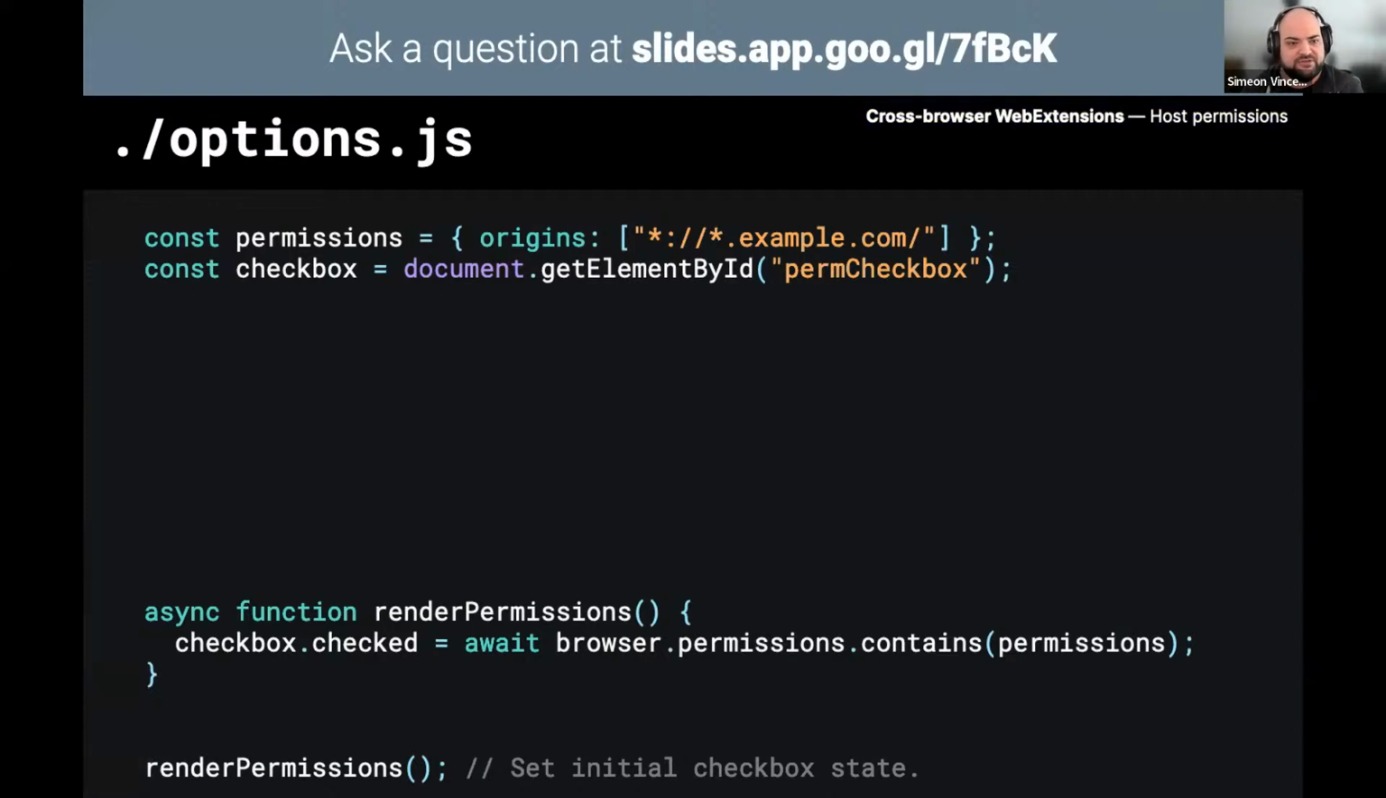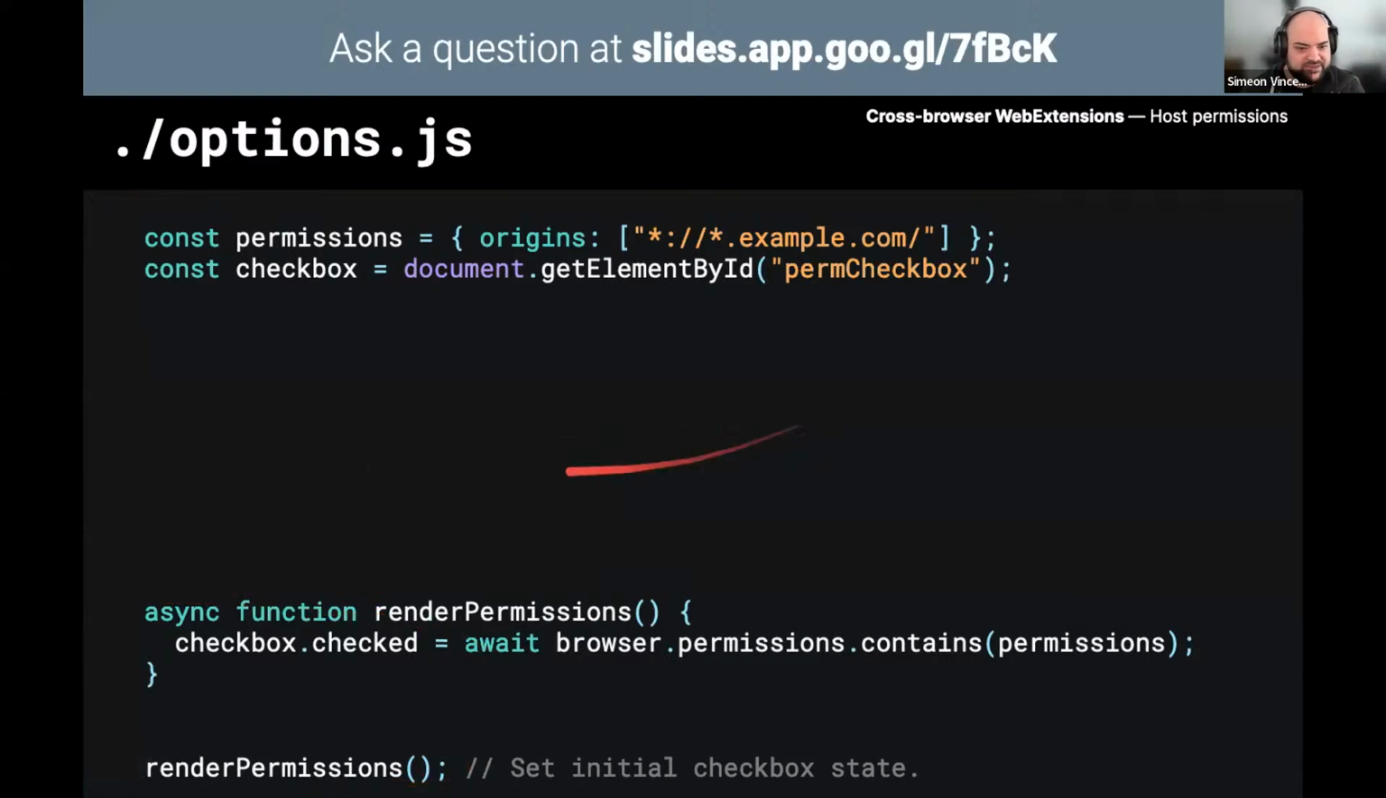So in the options page, we have an origin that we're going to request access to, example.com. And we have a checkbox that when clicked, we're going to render permissions, and we're going to call render permissions to render the permission request. And then we call browser.permissions.contains in order to see if the checkbox has been checked and then use that to set the checkbox's value. So this call is the initial render function.